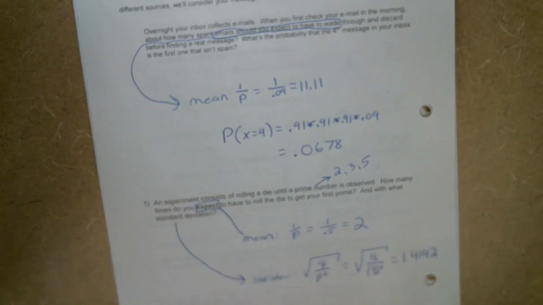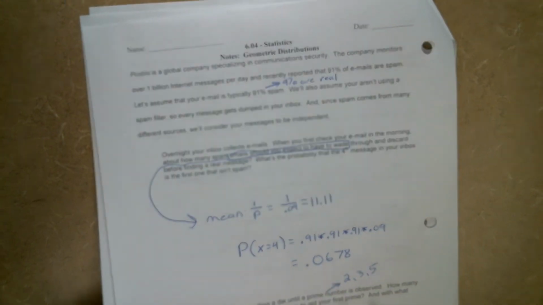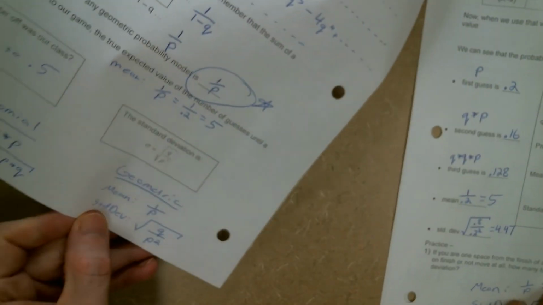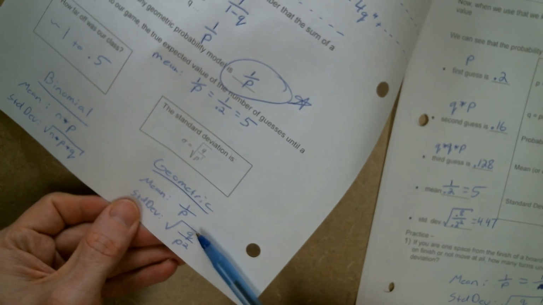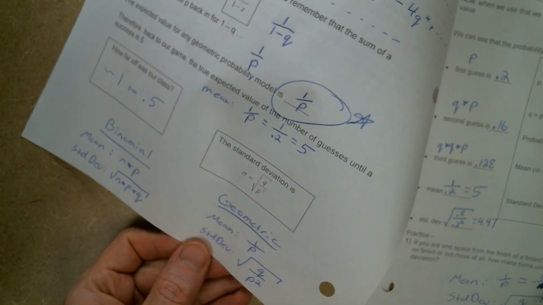All right, so that wraps up these notes. Again, the geometric distribution is counting how many times until your first success. It has a very different shape, so we're not going to be using any sort of normal approximation or anything like that. And it has its own formulas for the mean and the standard deviation that are distinct from the formulas we used for the binomial distribution.